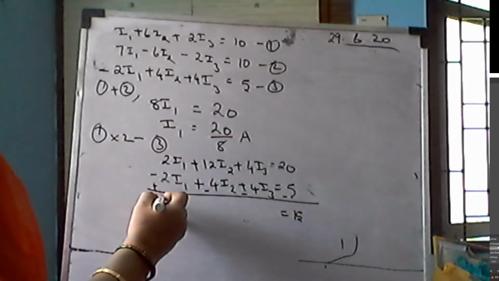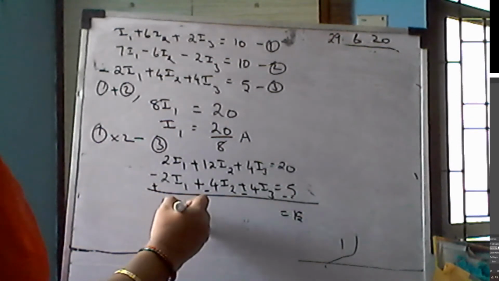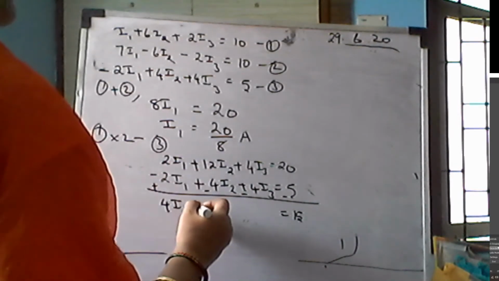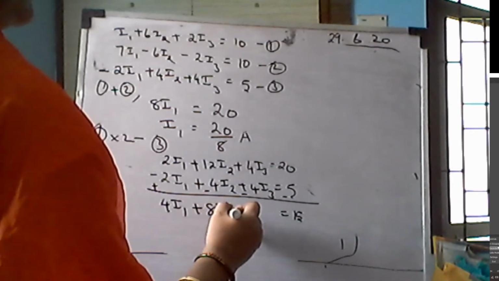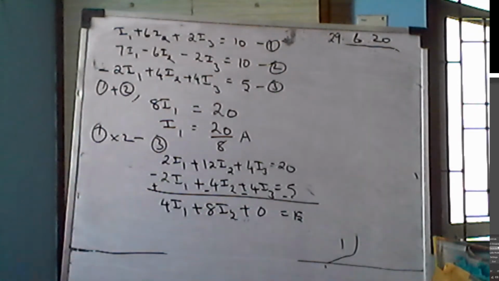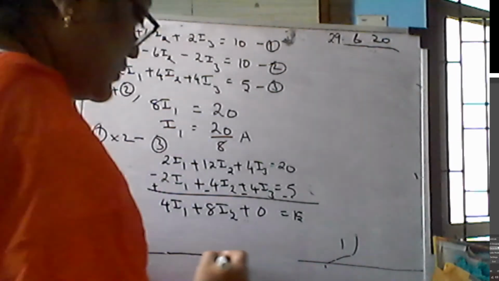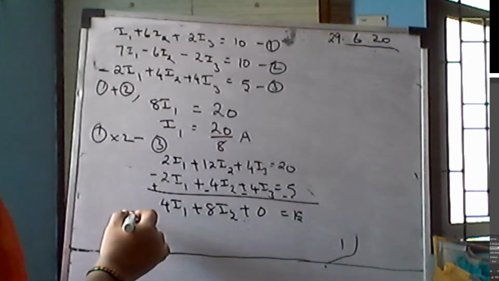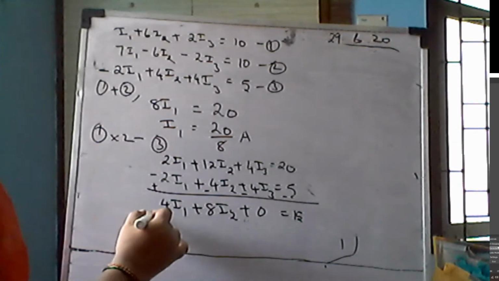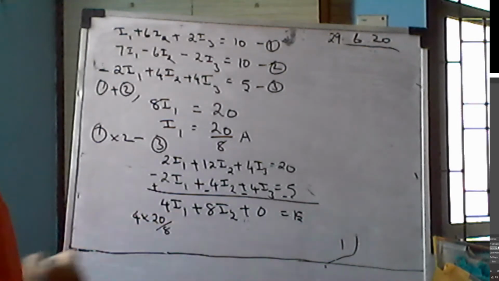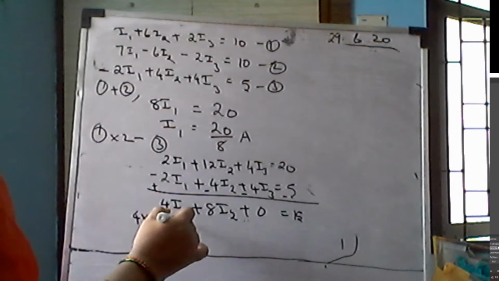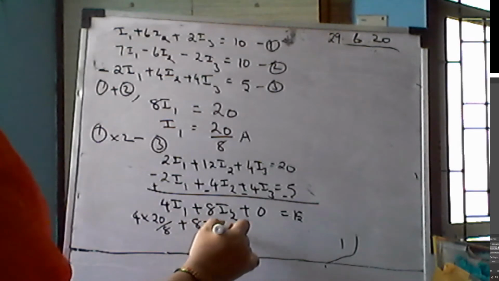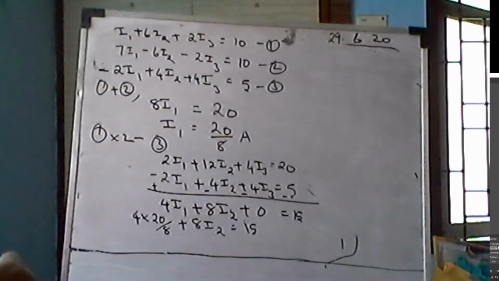And this will be 4I1, and this will be 12 minus 4, 8I2, plus 0 equal to 15. So you can substitute here for I1. When you substitute here for I1, 4 into 20 by 8, you can get plus 8I2 is equal to 15.